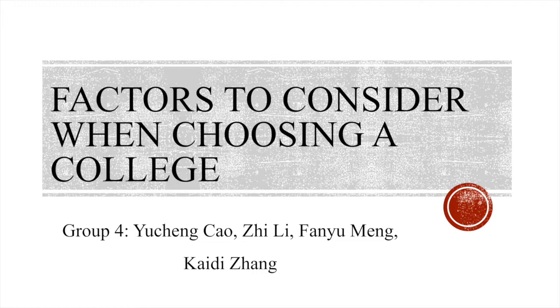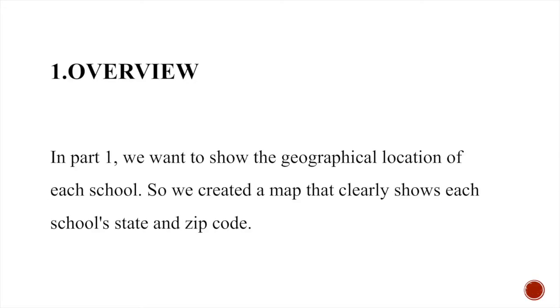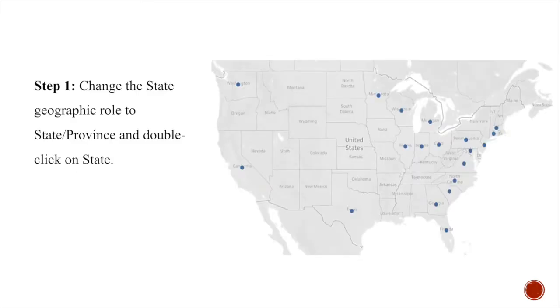university by considering such important criteria as geographic location, ranking, enrollment rates, acceptance, graduation rates, overall costs, placement, and football team success. In part 1, we want to show the geographical location of each school, so we created a map that clearly shows each school's states and zip code.